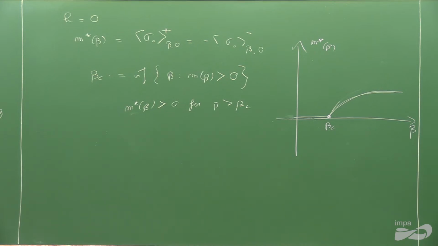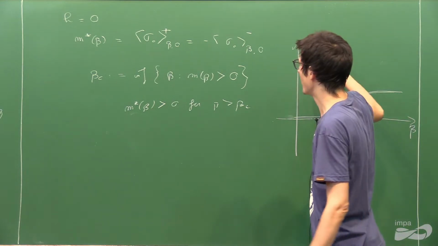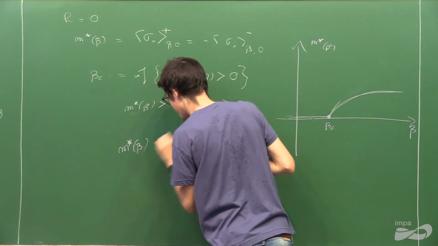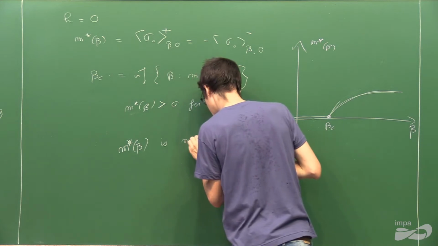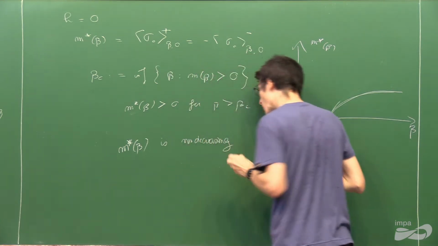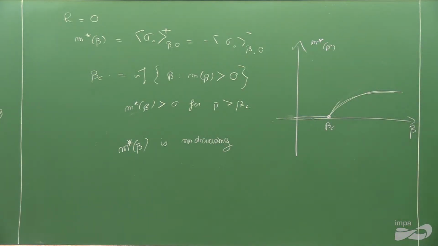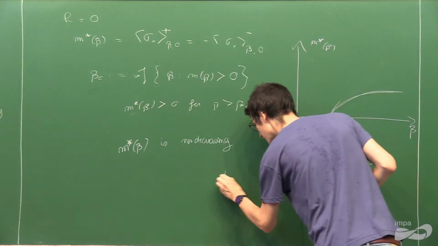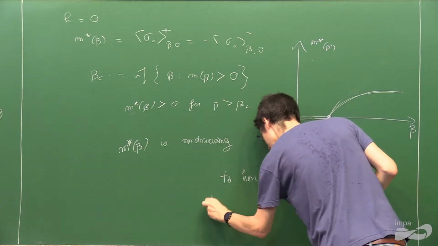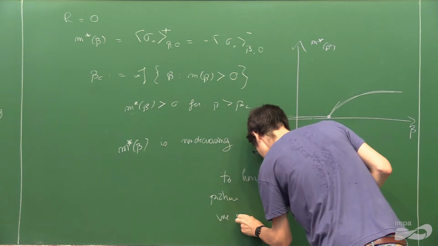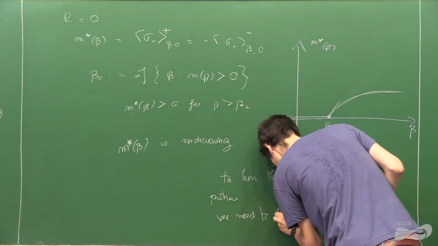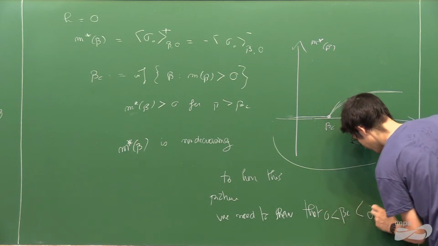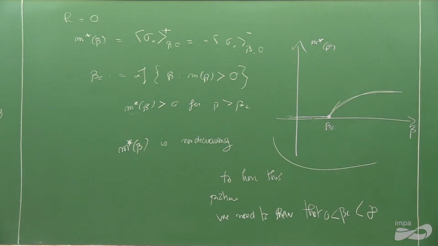Okay, and the fact that m star beta is non-decreasing almost gives you this picture, but there is one crucial thing missing. Basically, you need to show that beta c is not 0 and is not infinity.